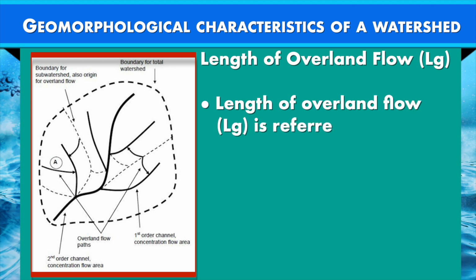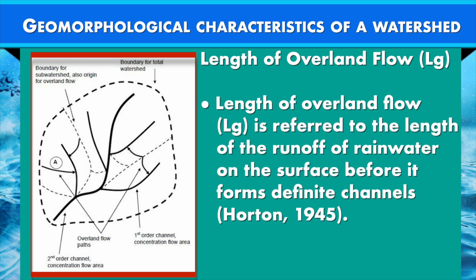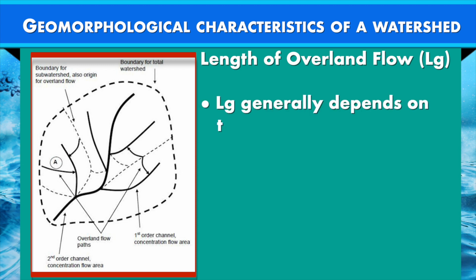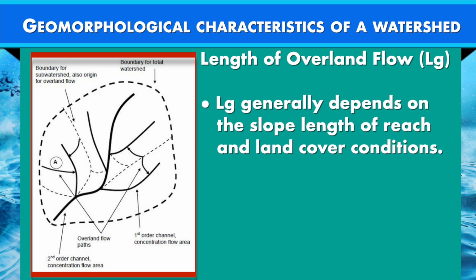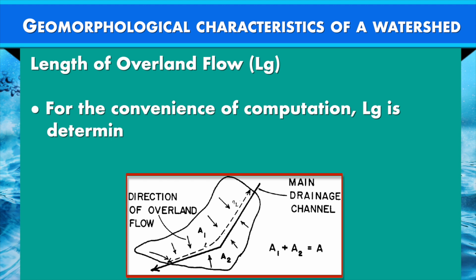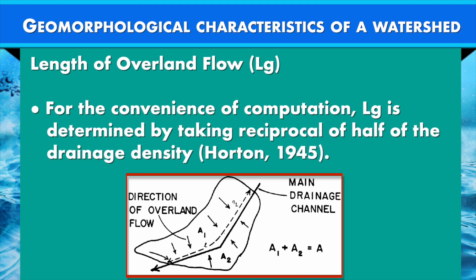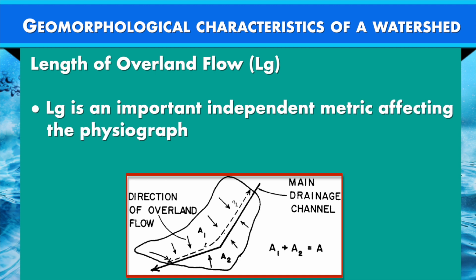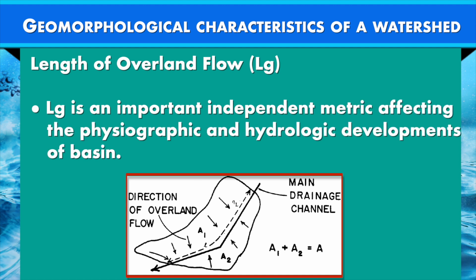Length of overland flow refers to the length of the runoff of rainwater on the surface before it forms a definite channel. It generally depends on the slope length of the ridge and land cover condition. For the convenience of computation, the length of overland flow is determined by taking the reciprocal of half of the drainage density. The length of overland flow is an important independent metric affecting the physiographic and hydrological development of the basin.